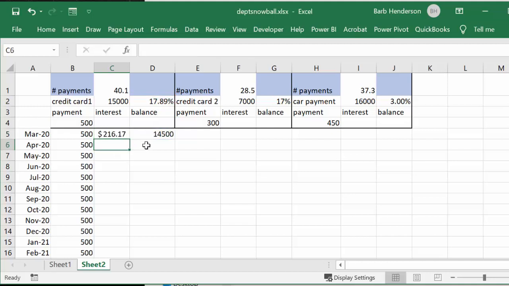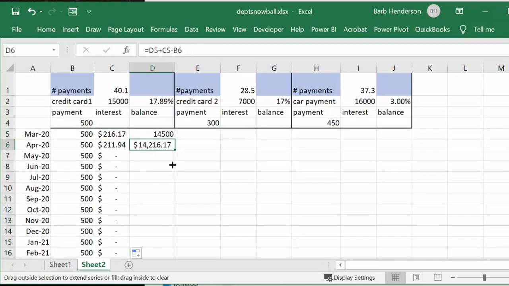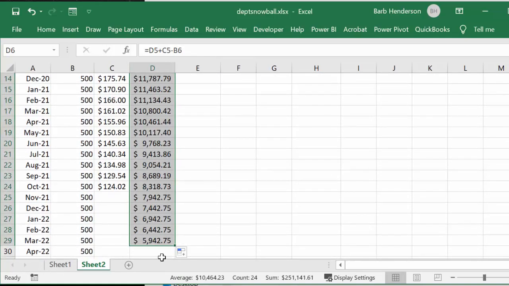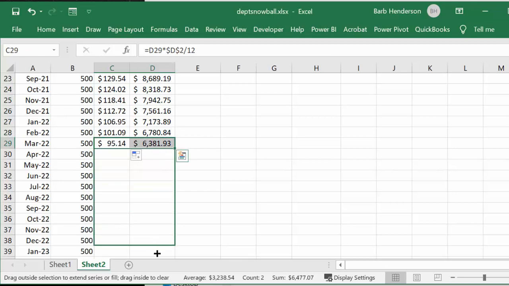And so next month what he's going to have to pay is this plus this and then minus that. So we're going to go equals his balance from last month plus his interest minus his payment. And we can drag these all down now and keep dragging down for a while because it's going to take him a while to pay this off. I keep dragging, just let me catch up with this. And let me keep dragging down.